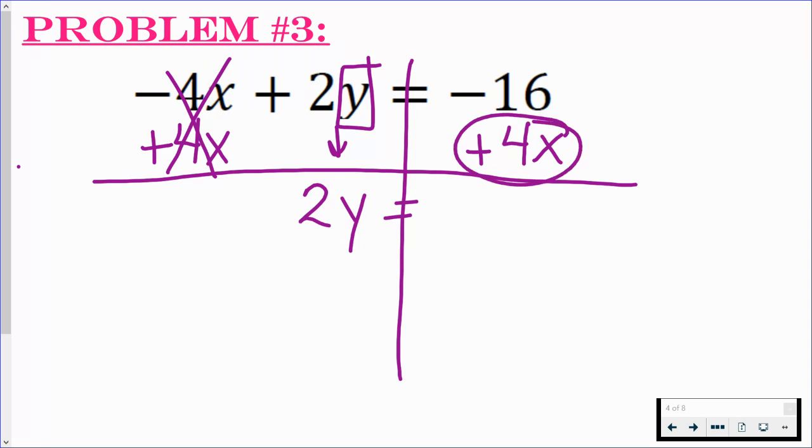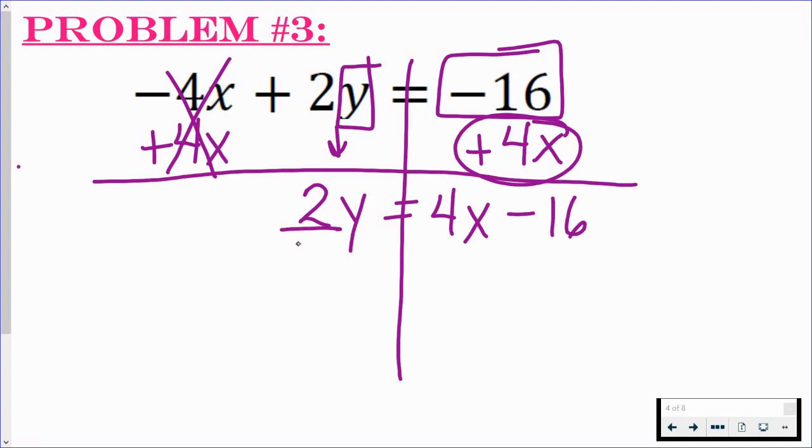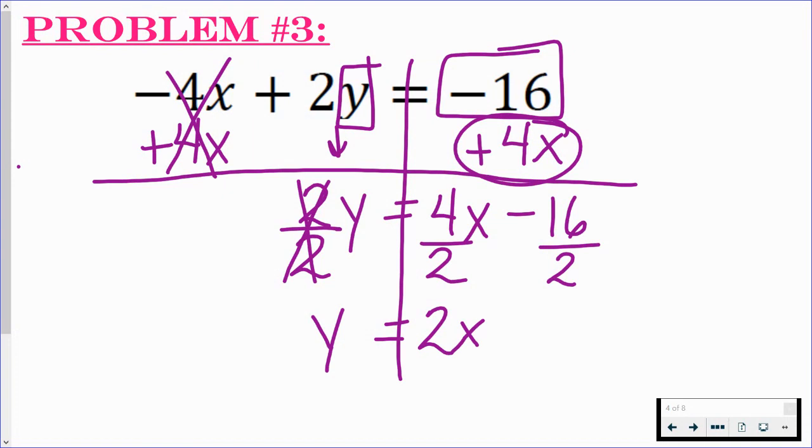Again, you want the x term to go first. So I'm going to do 4x since it's positive. And then this is negative 16, so I'm going to do minus 16. Final step, I'm going to divide by 2 to every single term. Now I have y equals 4 divided by 2 is 2x. Then negative 16 divided by 2 is negative 8. Y equals 2x minus 8.